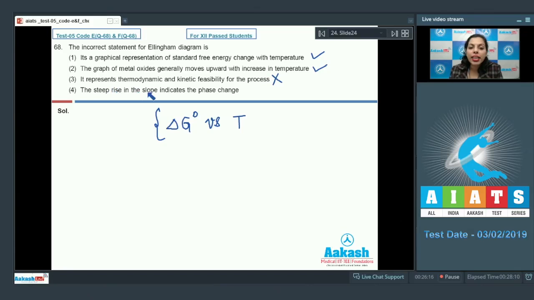The steep rise in the slope indicates the phase change. If we find a steep rise in the slope, that indicates the phase change process, and that's why this statement is also correct. And on the basis of this, the incorrect statement regarding Ellingham diagram is given in option 3. And yes, the answer is also option 3.